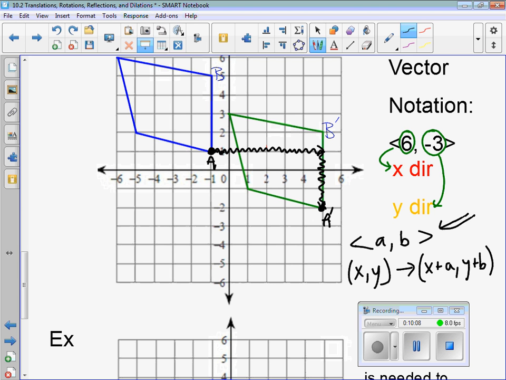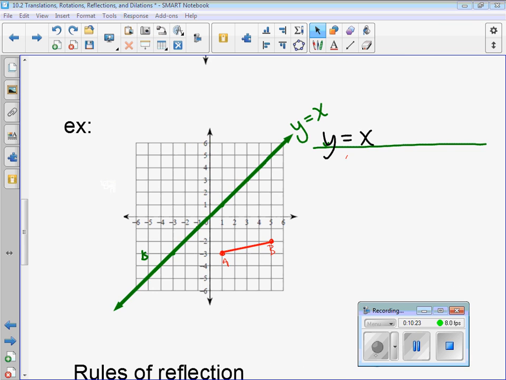And so, again, if A is negative, then you would actually end up subtracting A. And if B was negative, then you would subtract B. But this is basically the rule that you want to know for translations. Probably the easiest way is just remember if it's on the graph, count.